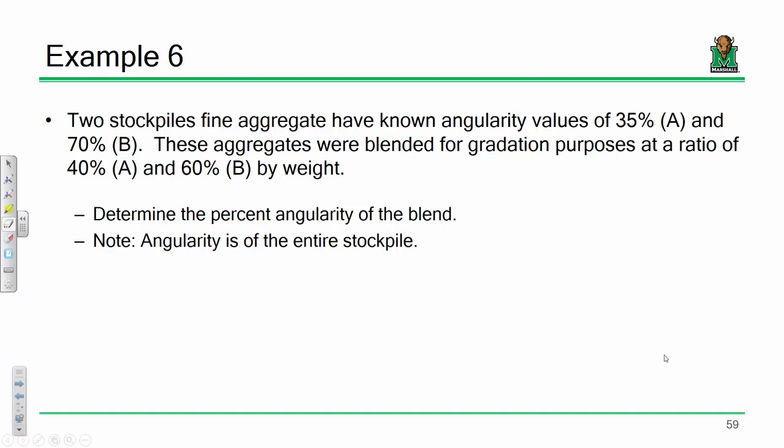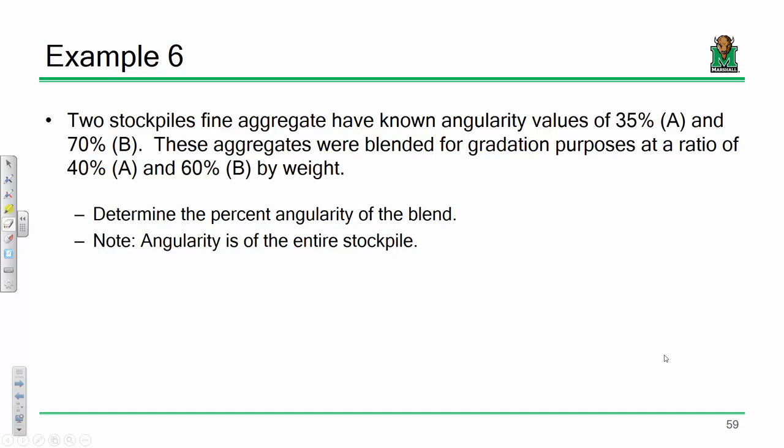But if you have two stockpiles of fine aggregate and you've got angularity values, so aggregate A has an angularity value of 35% and aggregate B has an angularity value of 70%, you know your answer is going to be somewhere between 35% and 70%. Well, how much? If you've blended them to where you've got 40% of A and 60% of B, determine the percent angularity of the blend. It's really simple. It's really not that bad.